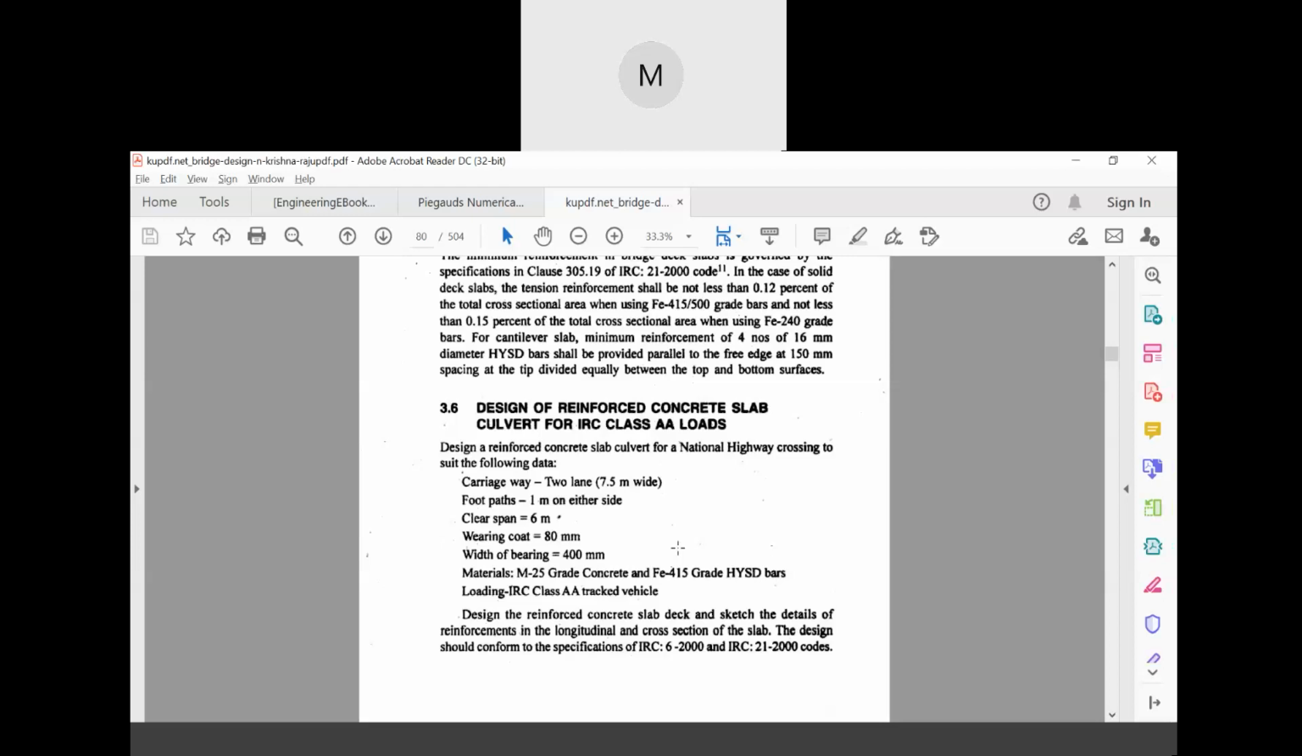In this case, following are the parameters that are given. If you jot down the parameters, you'll see that number one, first of all, the carriageway. This is a two-lane carriageway, 7.5 meter wide. Then we'll have footpaths, 1 meter on either side. So, all of you, please take out your copies. It will be better for you if you solve this numerical.